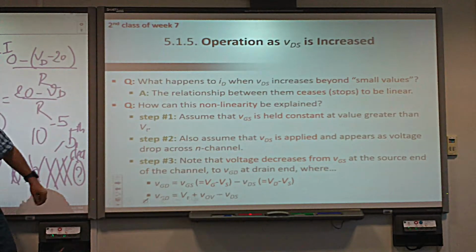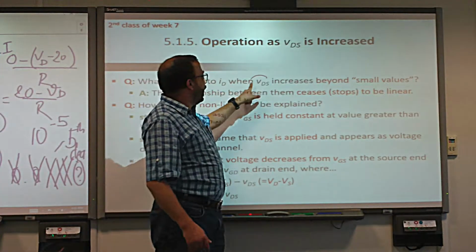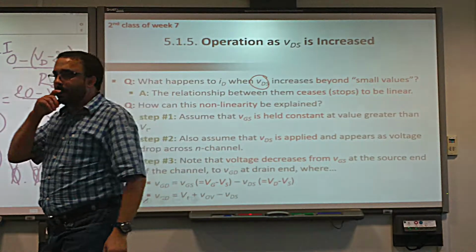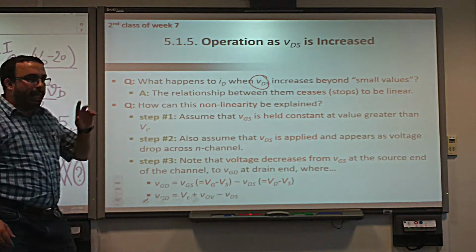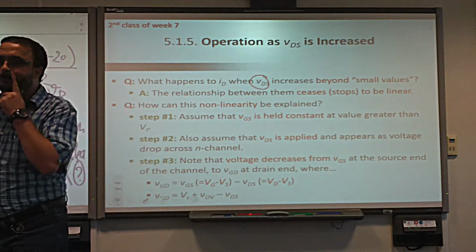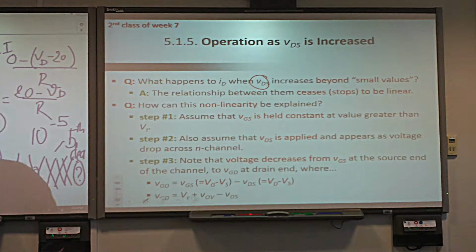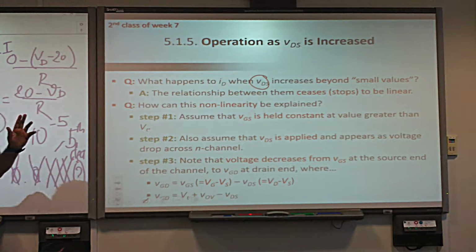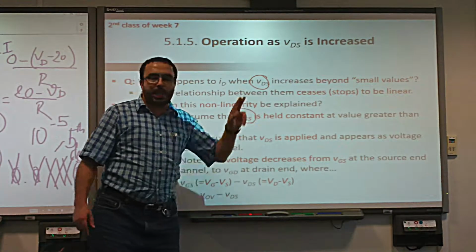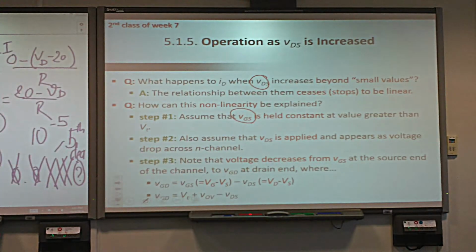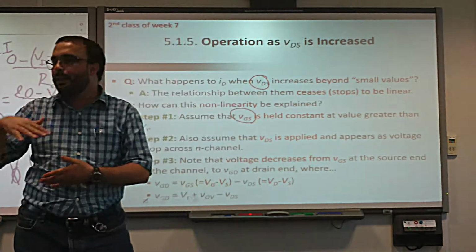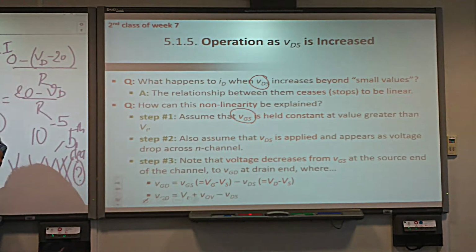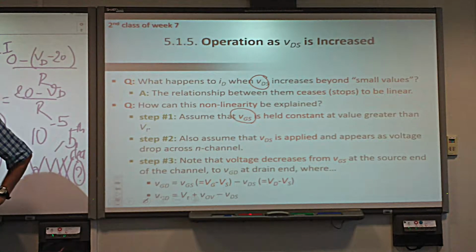So what happens now when VDS increases beyond these small values? What will happen? Things will happen. So the linear relationship between ID and VDS will stop. Why? We'll explain that in a second. But first and foremost, we have to keep VGS constant. It means we have to create the channel first, that means VGS is above VT. By how much? By the overdrive. So VGS is VT plus overdrive. Okay? First and foremost.